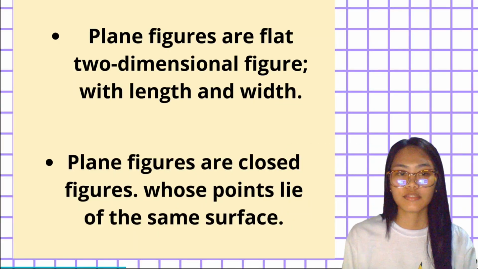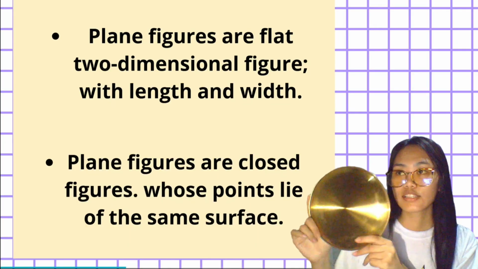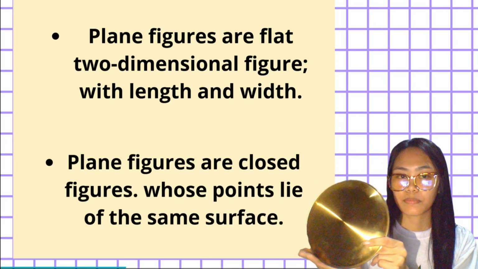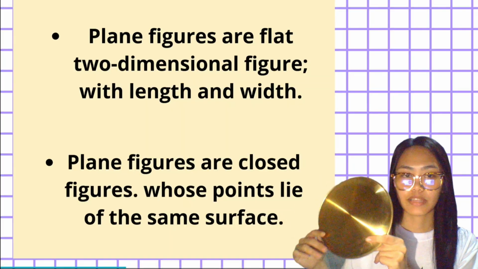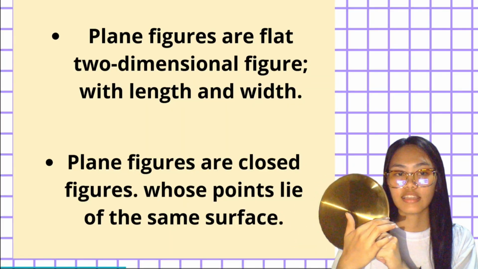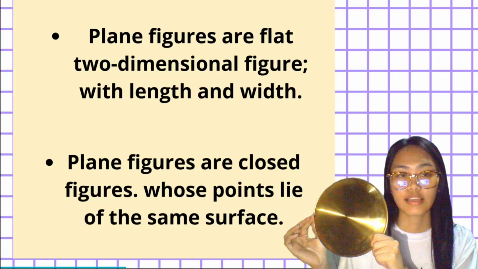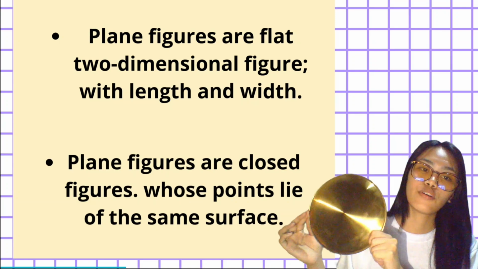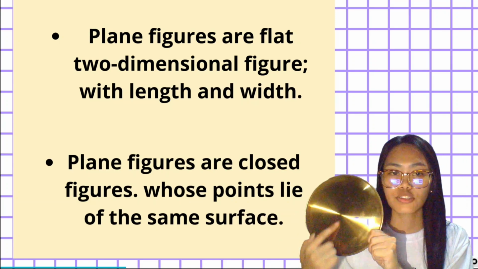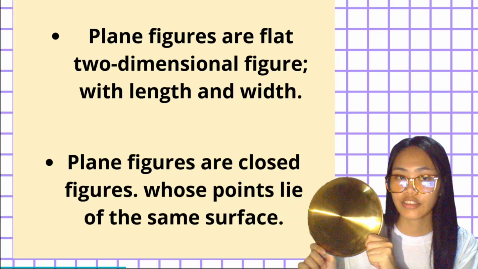Now for the circle, I have here an example. So this is a plate. What surrounds the plate, or the edge of the plate, is called the circumference. While the distance from one side to the other side of a circle is called the diameter. But if from the center to any side of the circle, it is called the radius.